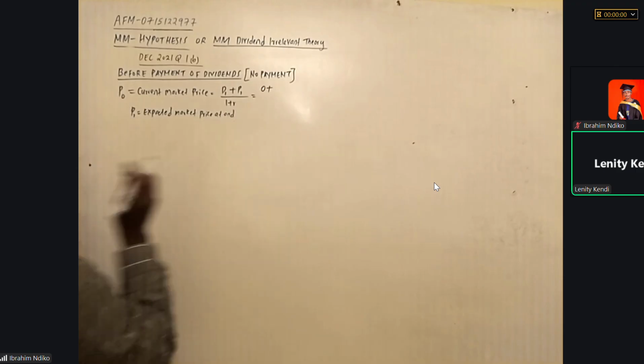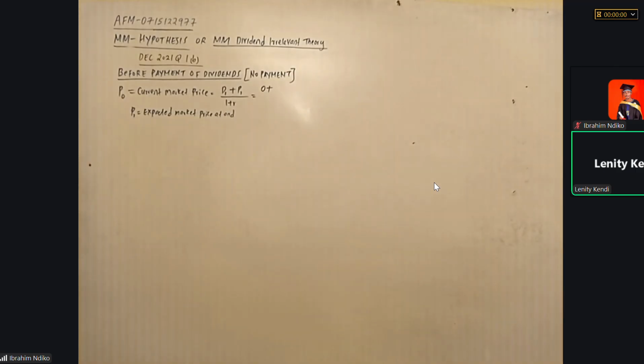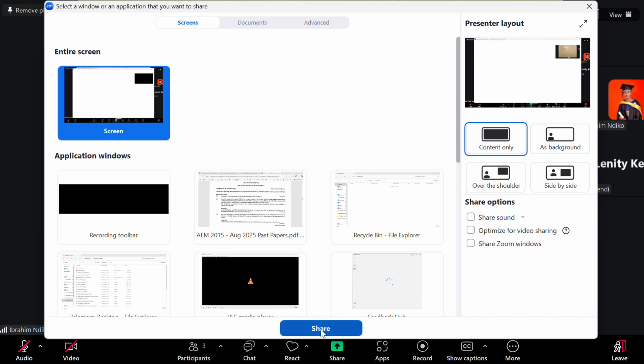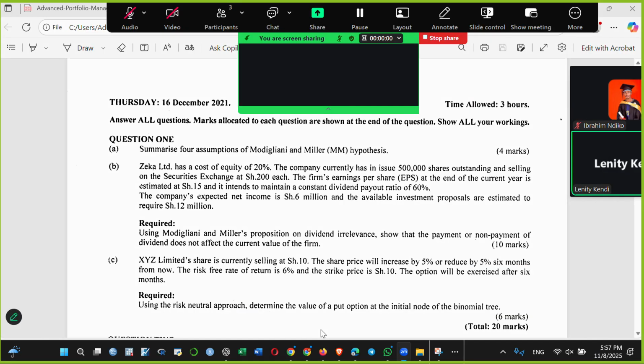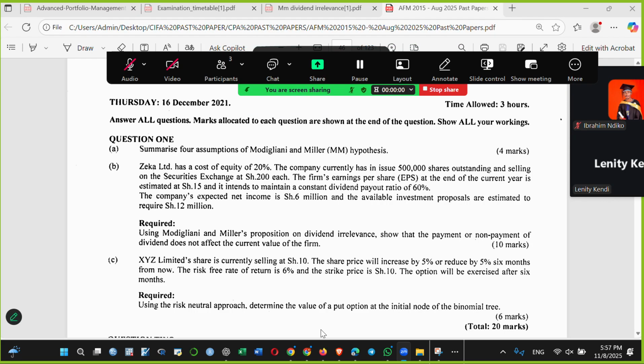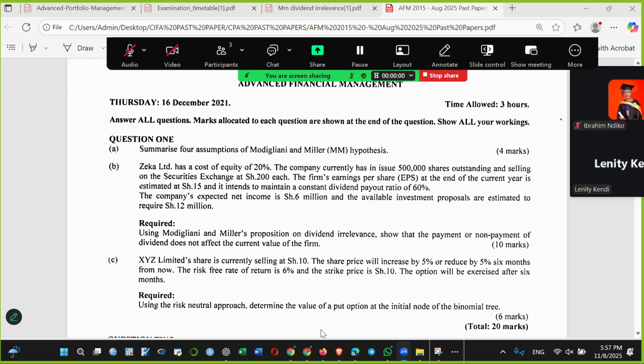Expecting dividends. The firm's earnings at the end of the year. The company currently has 50,000 shares selling at 200 shillings.